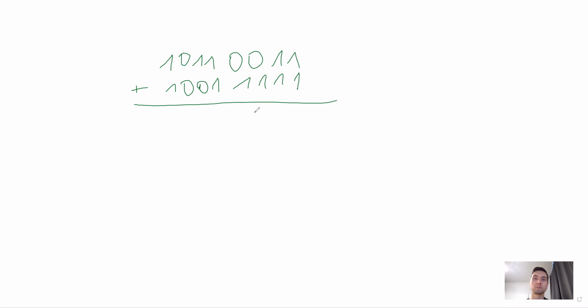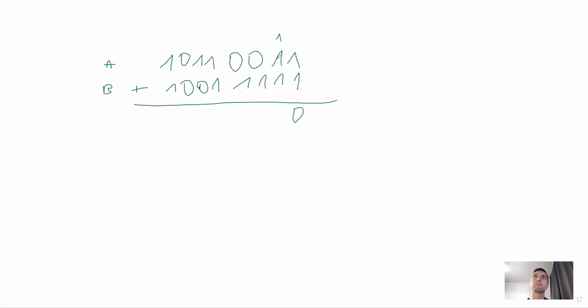Let's see. So how do we add two binary numbers? Let's say this is A and this is B. Let's calculate what is A plus B. So we will be adding 1 plus 1. How much is it? Actually, yeah, 1 plus 1 is 10. So it's 0 and 1 here.